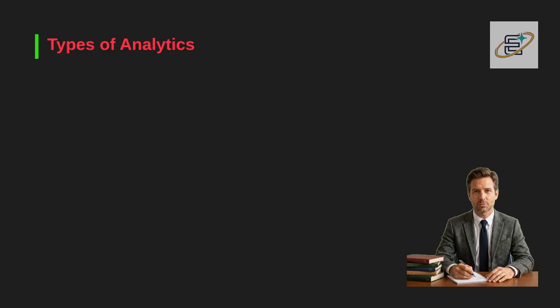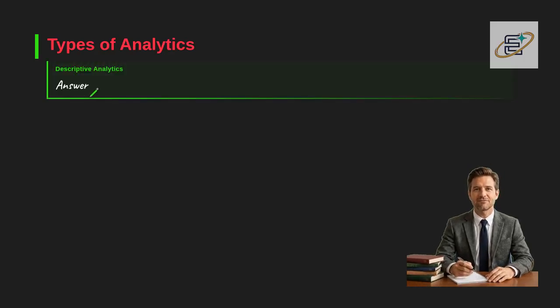Let's write out the three main types of analytics you need to know. First, we have descriptive analytics. This is the foundation of BI. It answers the question, what happened, by looking at historical data. Standard monthly sales reports and basic dashboards fall into this category.